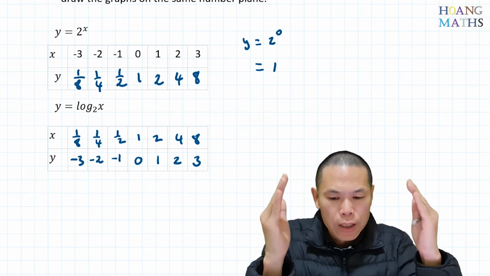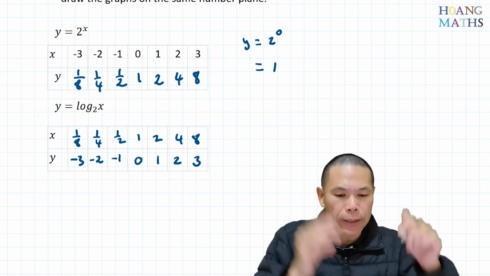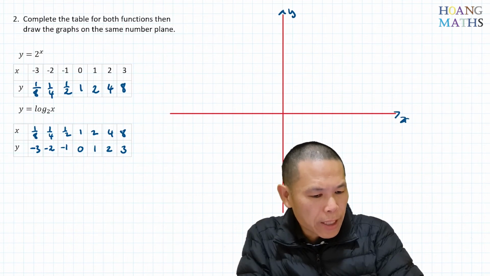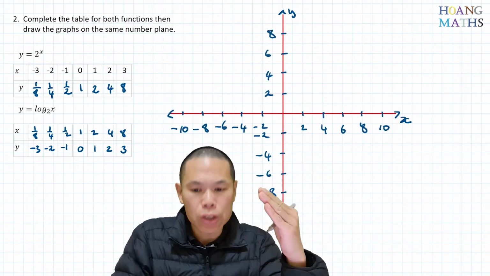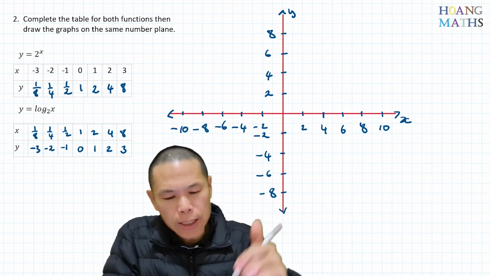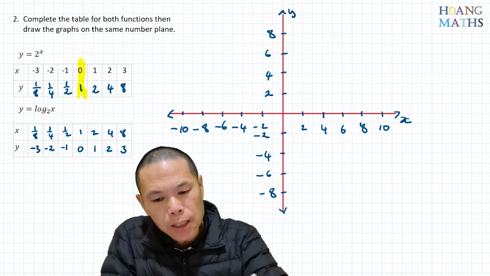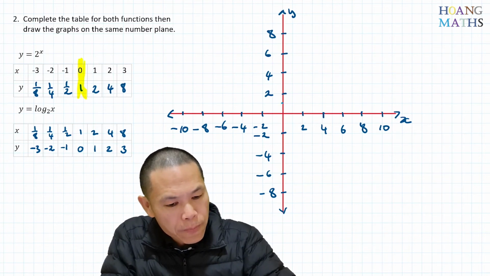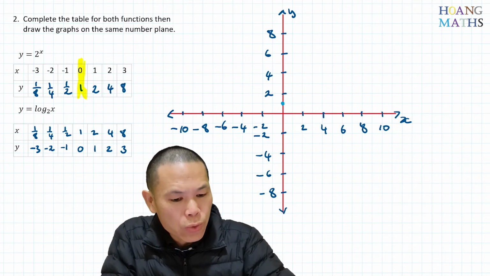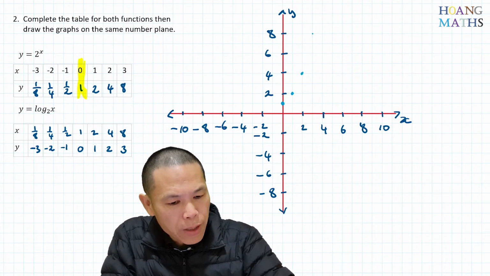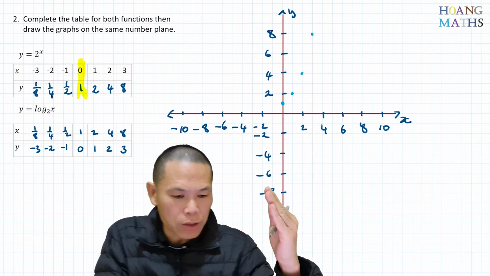So there you go. So let's plot these on the number plane. Let's label this y value and x. Now I just graph 2 to the power of x first, okay? So let's start from 0, 1. Easier. Let's start from here first. So 0, 1 is here. And then 1, 2 is here. And then 2, 4 up here. And then 3, 8 up there. And 4 should give you 16, but I stop there.